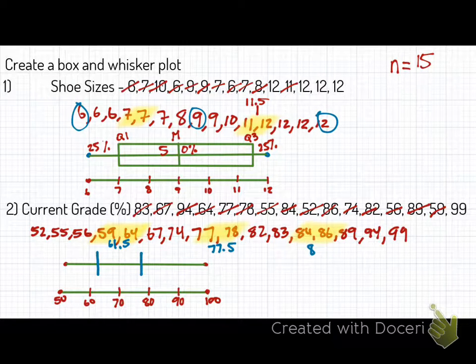I'm going to go a little more quickly because we're running out of time. 84 plus 86 divided by 2 is going to be 85. And then we draw a line in the boxes. And this now represents our information here.